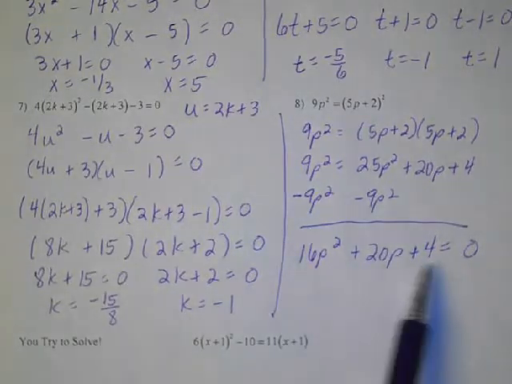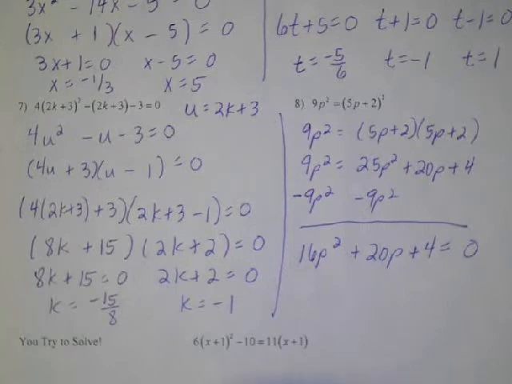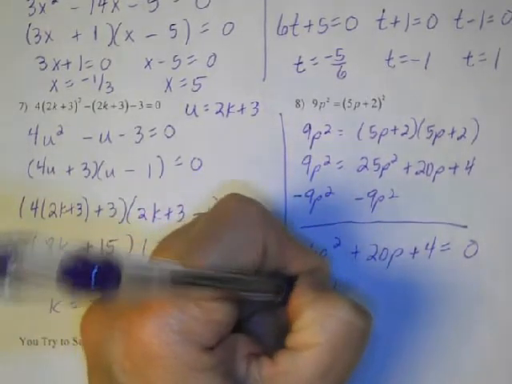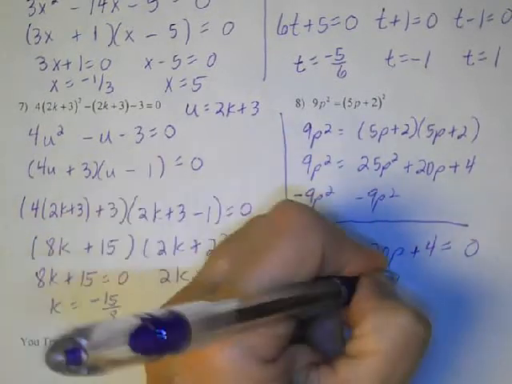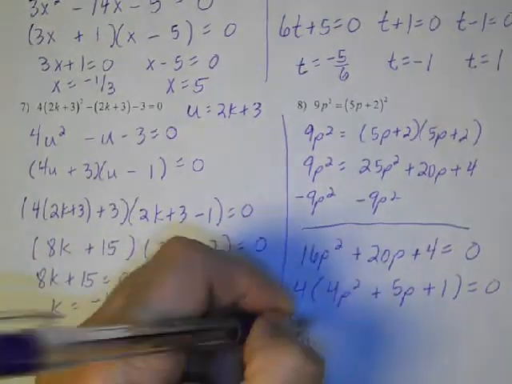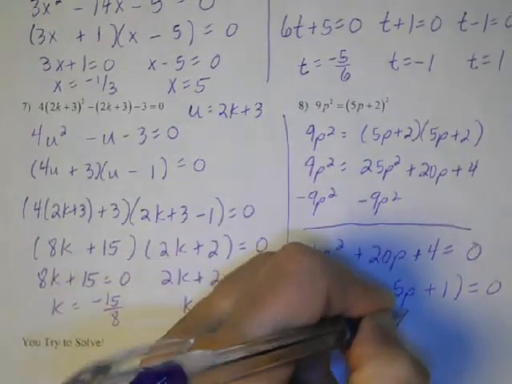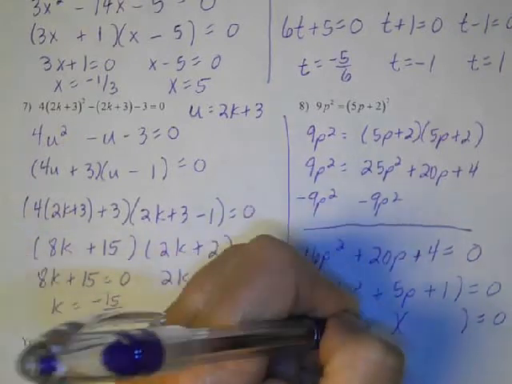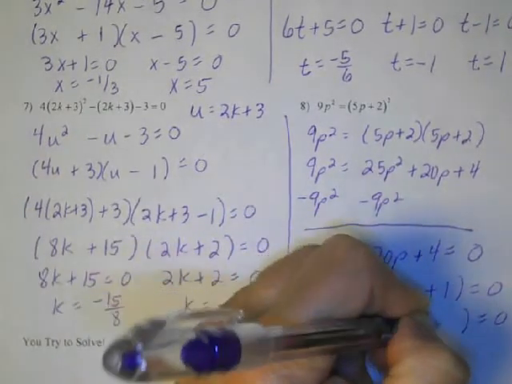Now, I have a GCF of 4 that I can take out of here. And I get 4p squared plus 5p plus 1 equals 0. Now I'm going to factor. So I have 4, 4p plus 1, p plus 1.